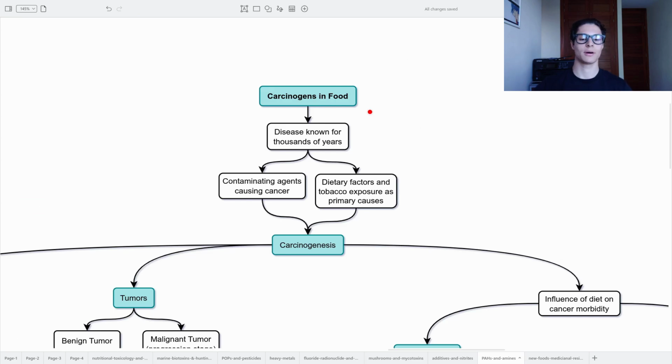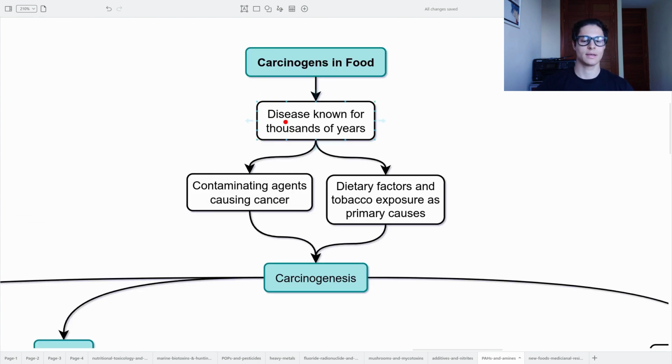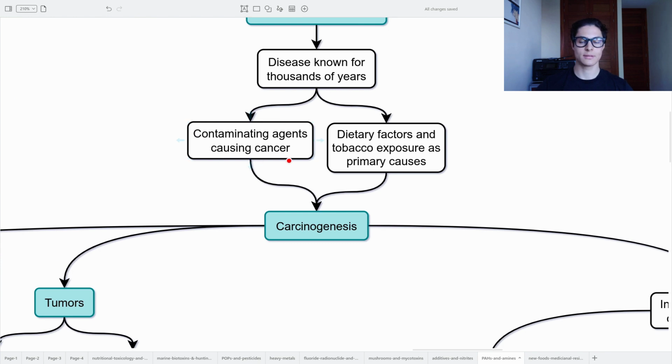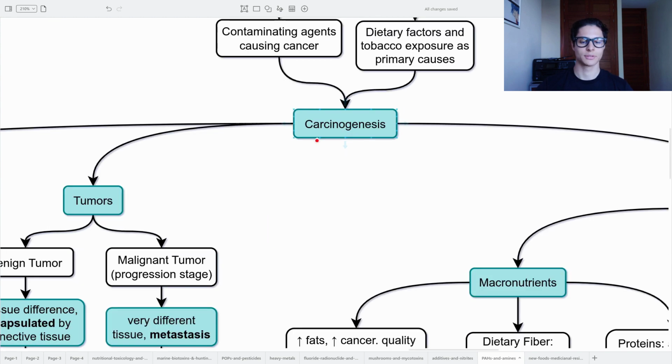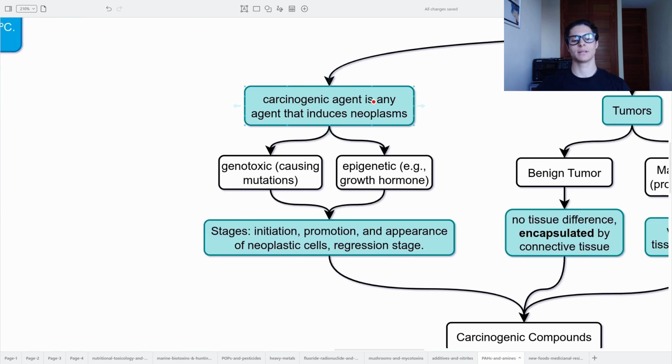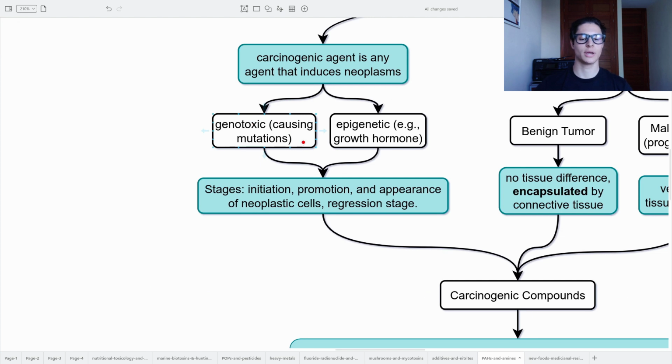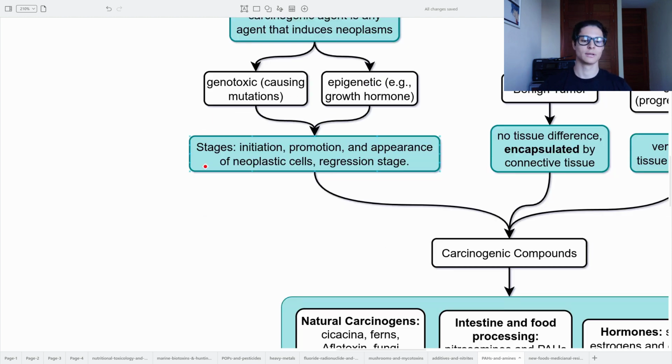And then we have to talk about carcinogens in food. Cancer is a disease known for thousands of years. There are contaminating agents that cause cancer, and dietary factors and tobacco exposure are the primary causes. So, carcinogenesis. A carcinogenic agent is any agent that induces neoplasms, so tumor formation. And here we have genotoxic, causing mutations, and epigenetic, for example, the growth hormone. So one that initiates the cancer and one that promotes the growth. Stages: we have initiation, promotion, and appearance of neoplastic cells, and also a regression stage.